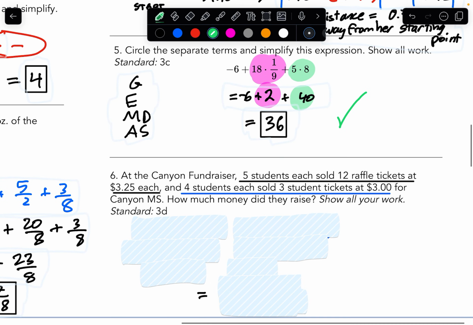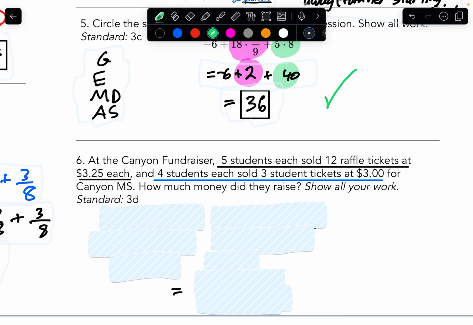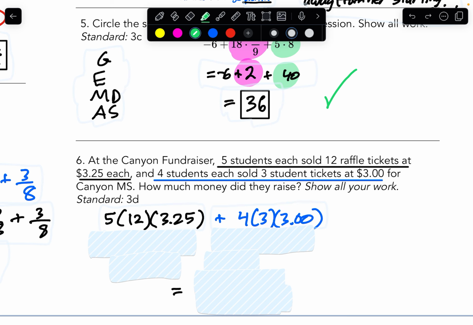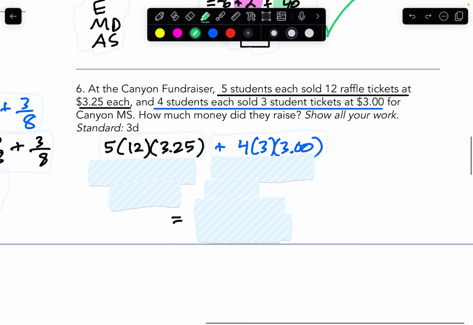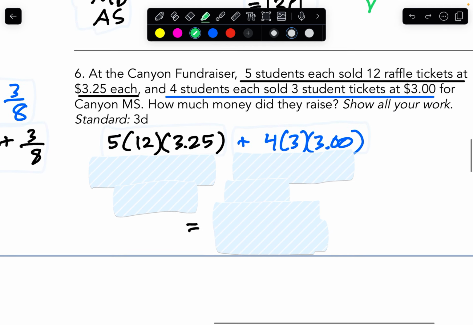All right, last problem here is number 6. Remember, this is a multiplication problem. Since we're fundraising, there's going to be a lot of sales. 5 students sold 12 tickets at $3.25 each. So multiply those 3 numbers. 4 students each sold 3 tickets at $3. So we're going to multiply those 3 numbers. Next up, we're going to go ahead and solve this one in a little bit more detail.